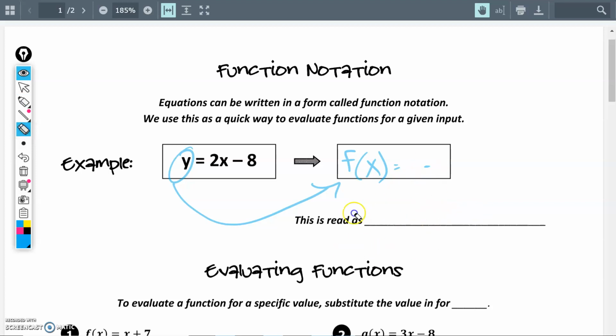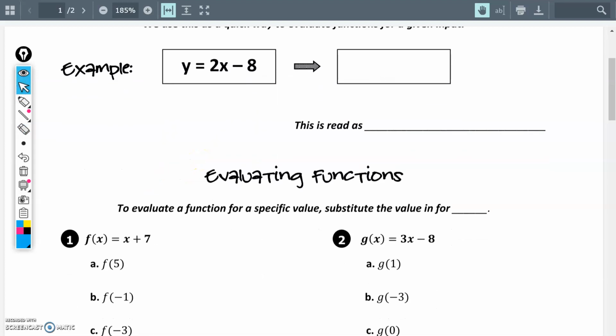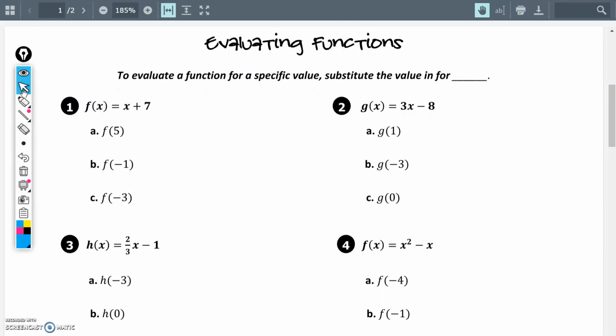Let's look at some examples where we use f of x or g of x. All we're going to be doing for this topic is substituting. We're going to substitute in for x. Looking at number 1, we have f of x equals x plus 7. Part A says, find f of 5. So instead of x, we're going to put 5. So it's going to be 5 plus 7, which is 12.